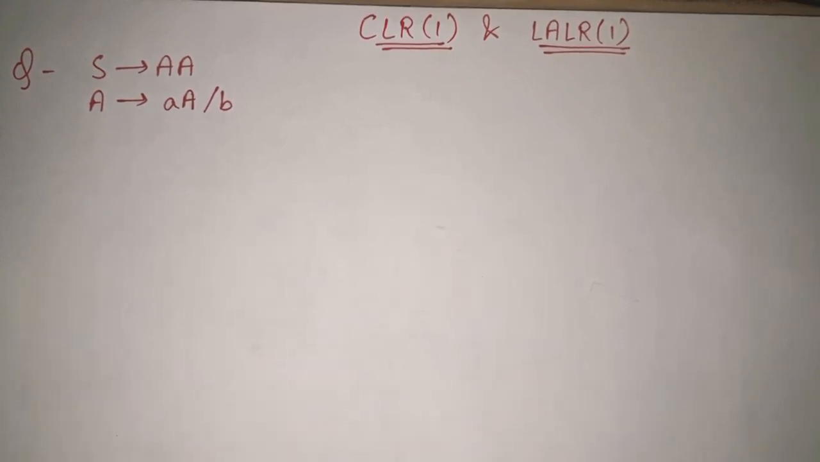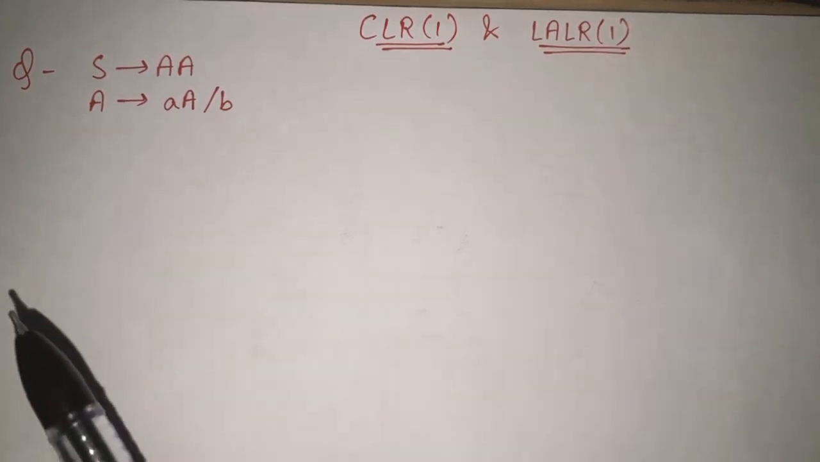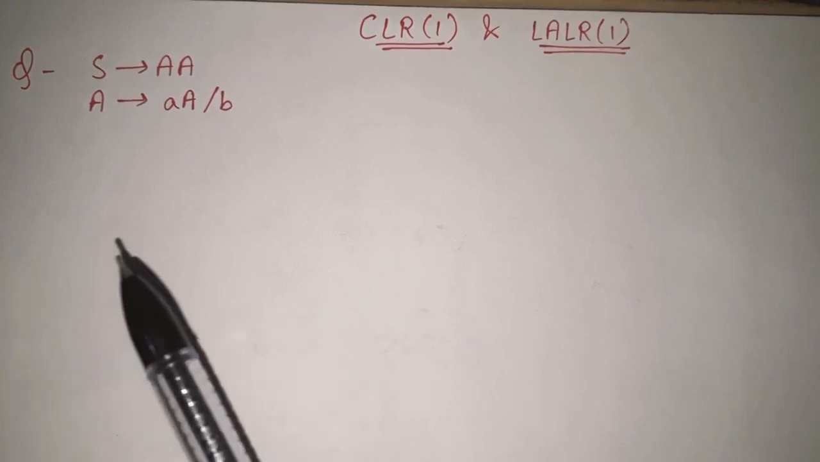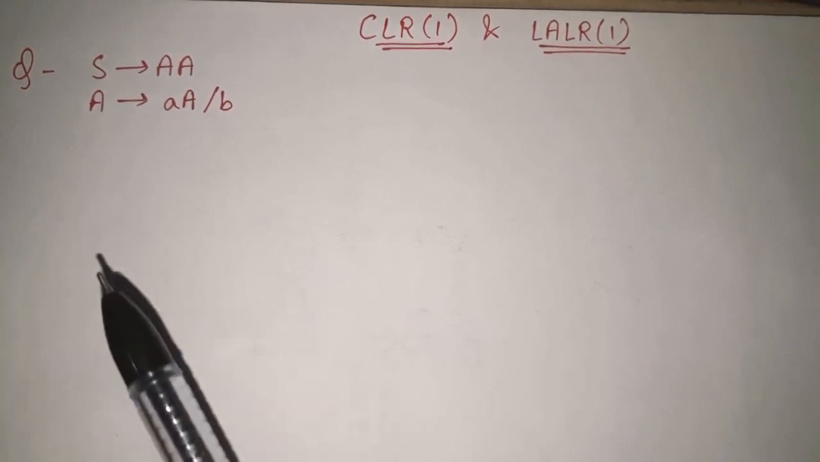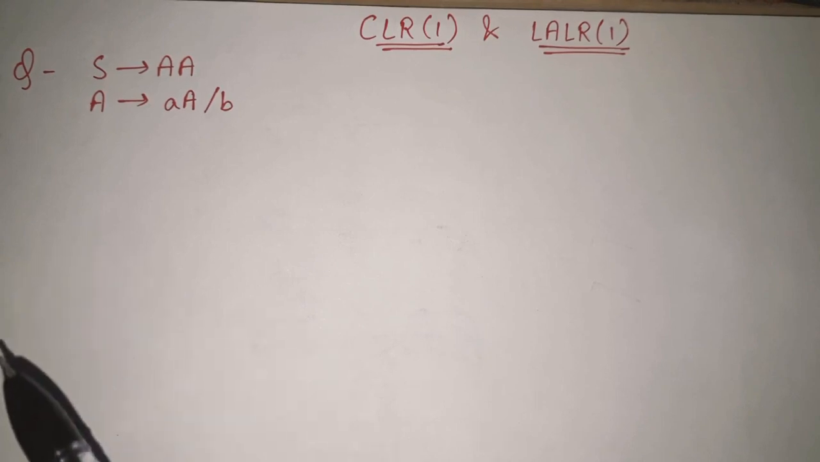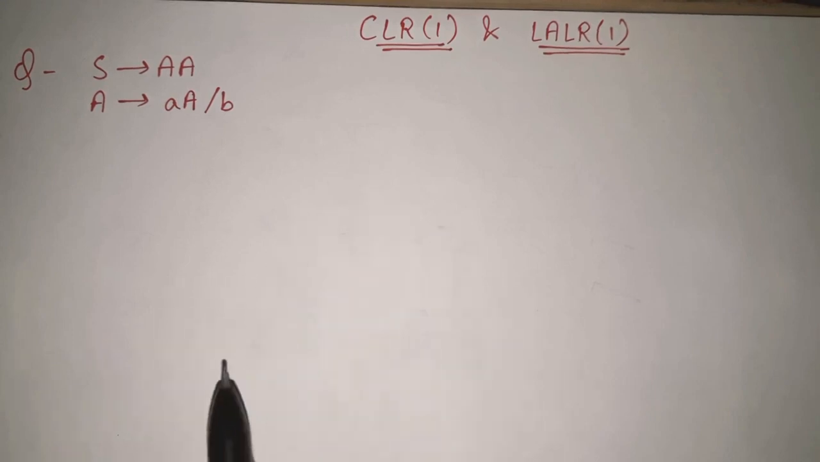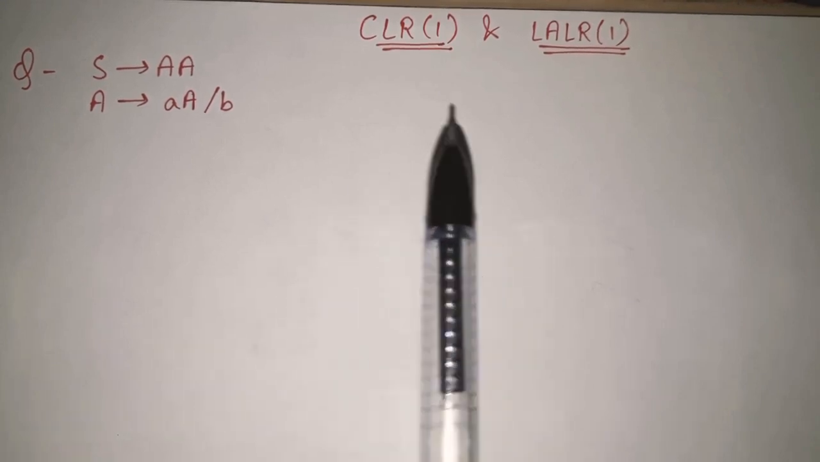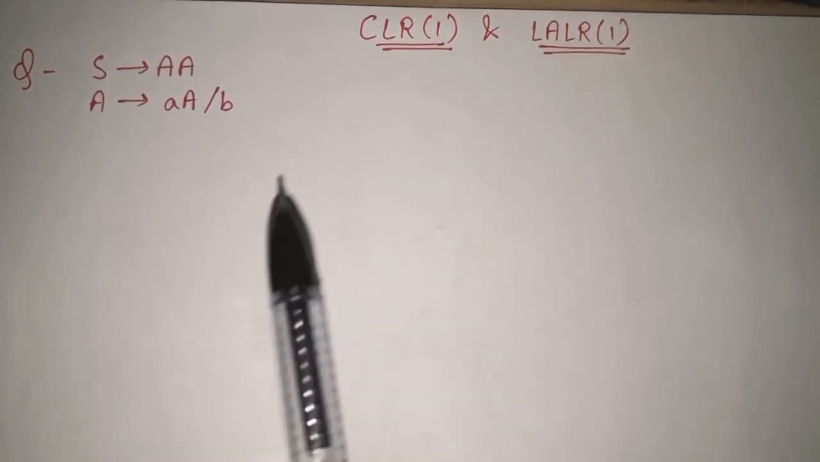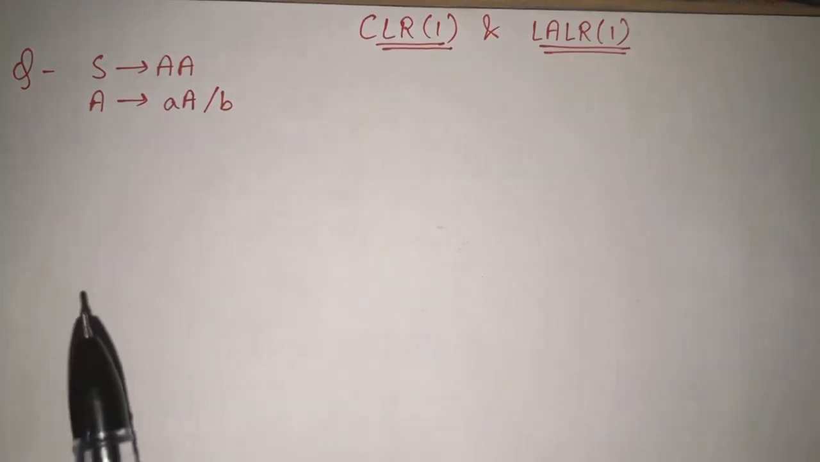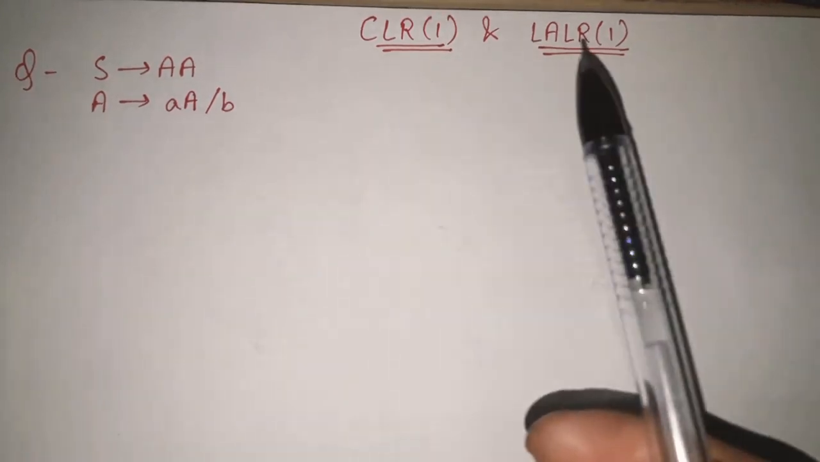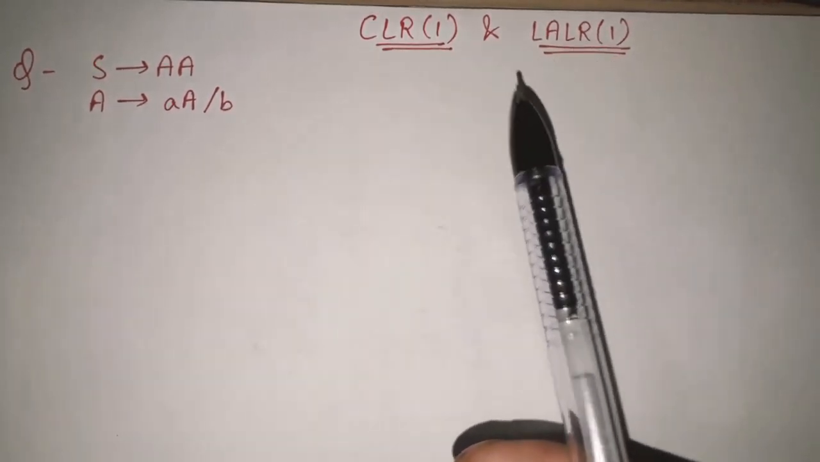Now what is the main difference between LR0 items and LR1 items? I will show you with the help of an example also. But for now remember that LR1 items are equal to LR0 items plus look ahead. Whenever we introduce look aheads in the canonical collection of LR0 items, we can say that they are LR1 items. So it is clear that in CLR1 and LALR1 we will be using look aheads.